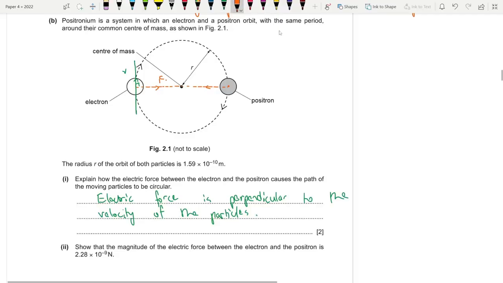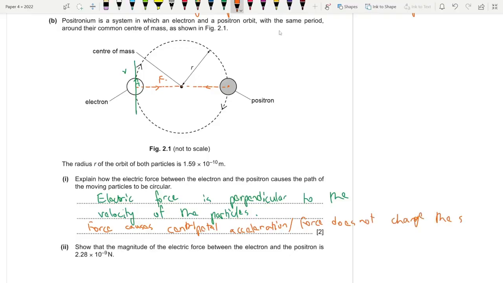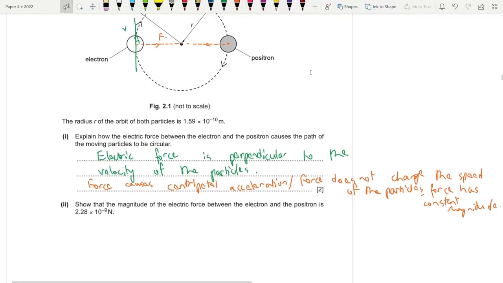So the last mark was for like many things. You could say that the force causes centripetal acceleration. Or you could say that the force does not change the speed of the particles. Or you could say that the force has constant magnitude. Okay, that works. That's the requirement for the second mark.